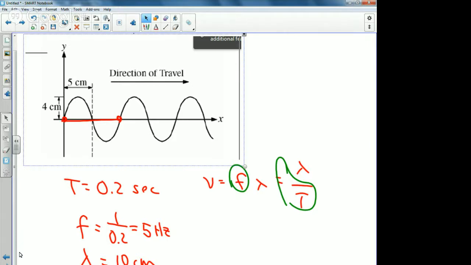The frequency equals V over wavelength. Yes, I have a question. When you're doing amplitude, you don't do it of both the top and the bottom, you just do it of the middle to the top? Middle to top or bottom. That's amplitude.